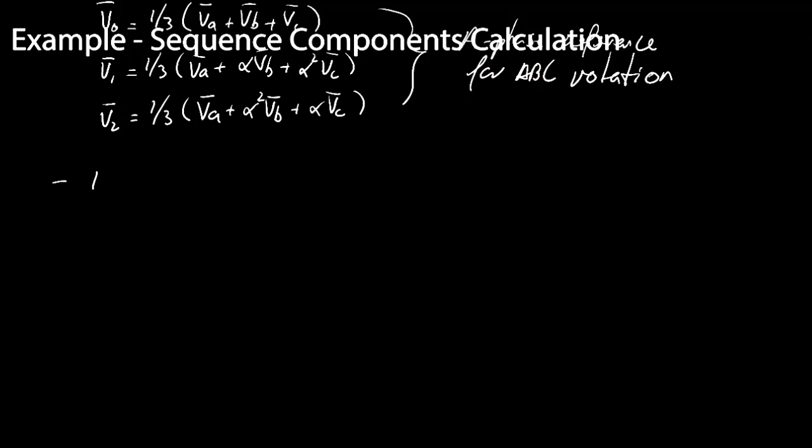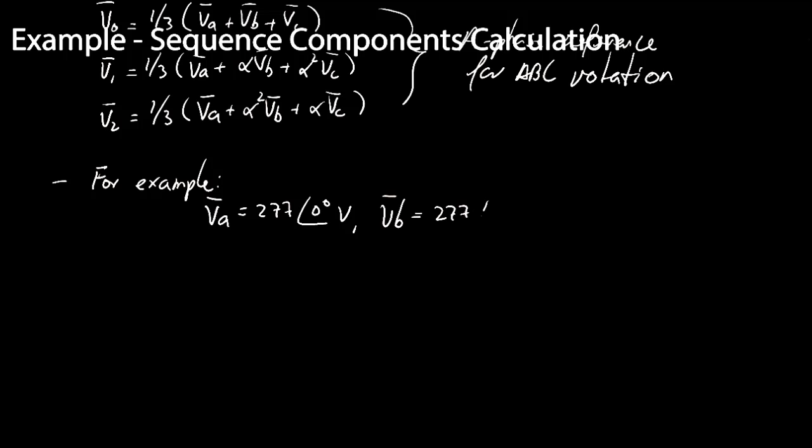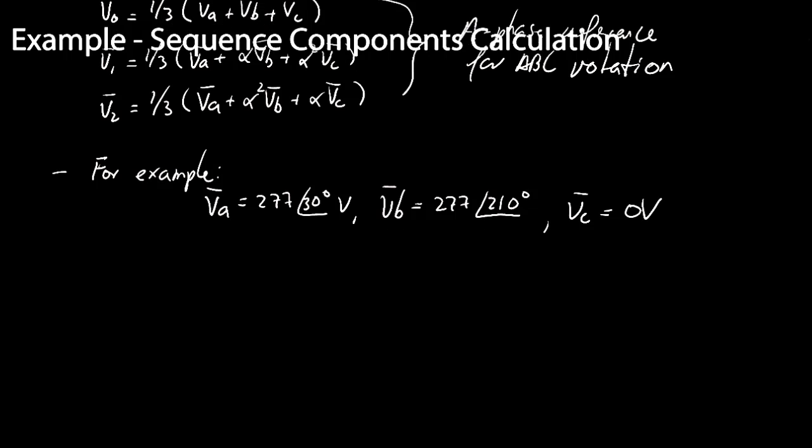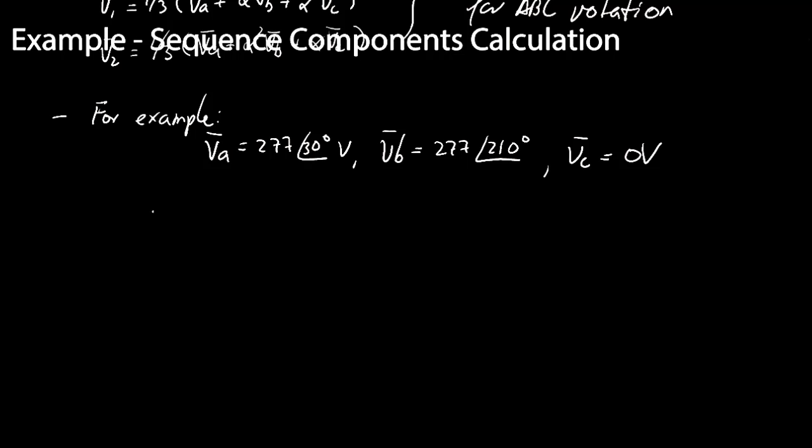Now let's do one quick example. Let's say, for example, that we had the following phase voltages. VA is equal to 277 at 30 degrees volts, VB is equal to 277 at 210 degrees, and then VC is equal to 0 volts. So this could be something like, for example, a C to ground fault where the C phase voltage collapses all the way to 0. So now, again, using the same equations, we can calculate the sequence voltages.